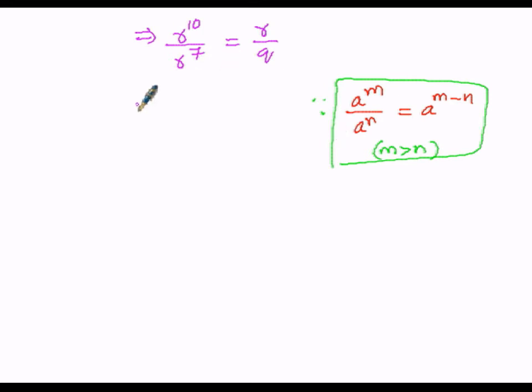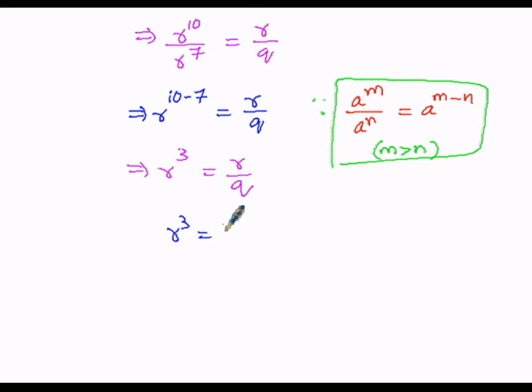R power m minus n. So here 10 minus 7 equals R divided by Q. That implies R to the power of 10 minus 7, that is 3, equals R divided by Q. Then R to the power of 3 equals R by Q is our fifth equation.